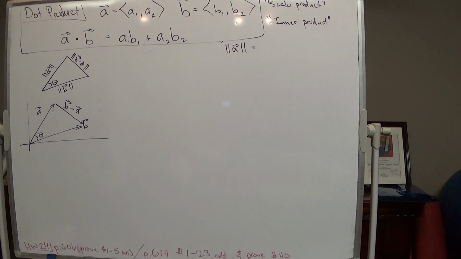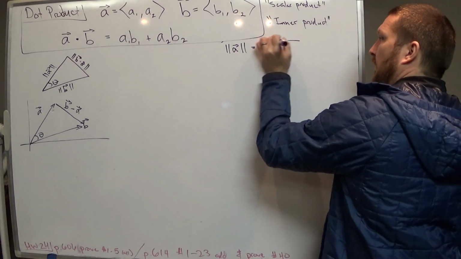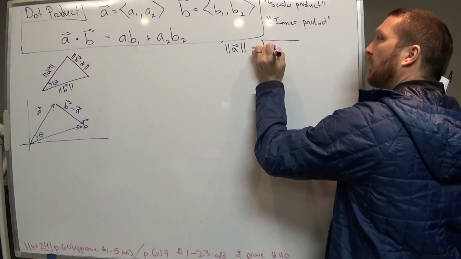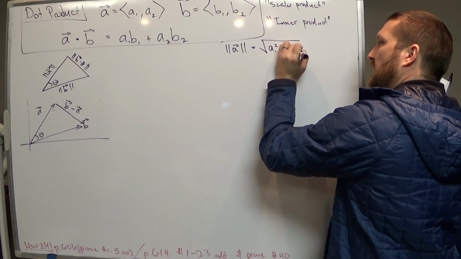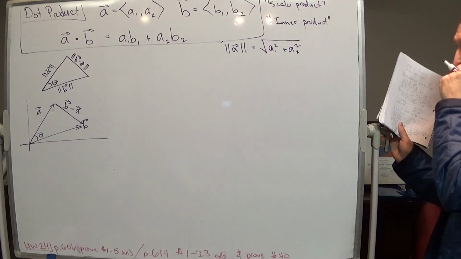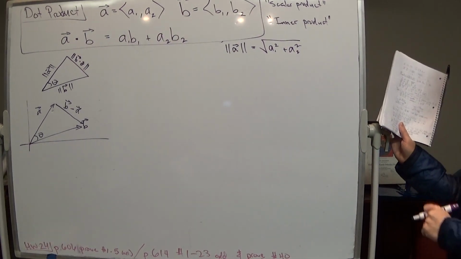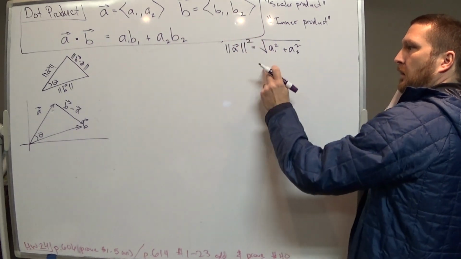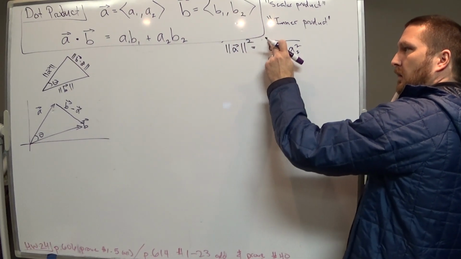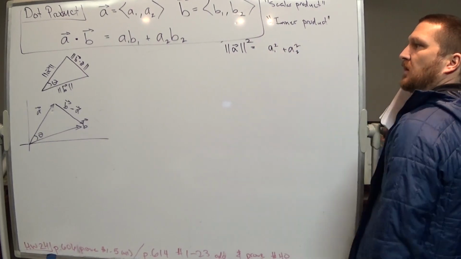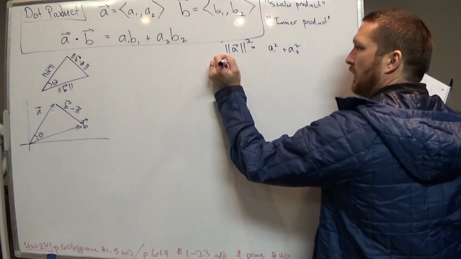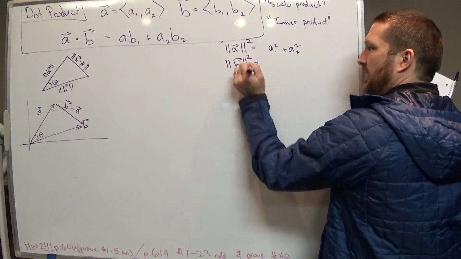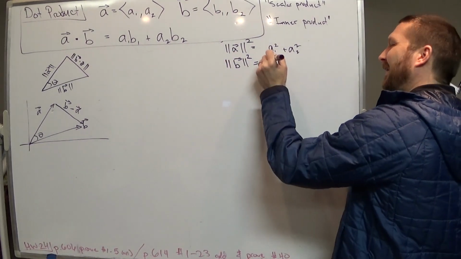The square root of a1 squared plus a2 squared. So if I squared both sides of that, what would I have? The magnitude of a squared equals a1 squared plus a2 squared. Okay, so everybody buy that? Now here, I want this on here. What would that be? b1 squared plus b2 squared, right, okay.